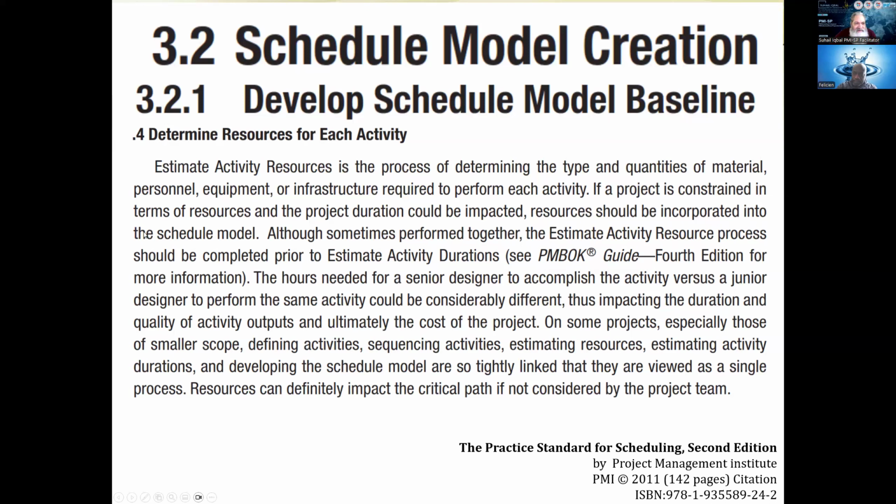If a project is constrained in terms of resources and duration, resources should be incorporated in the schedule model. Although sometimes performed together, the estimate activity resources process should be completed prior to the estimate activity durations process. Although people do both of these things in parallel, it would be wise to estimate the resources first and then calculate the duration. Then you can put it all into the network diagram and your schedule can be created.